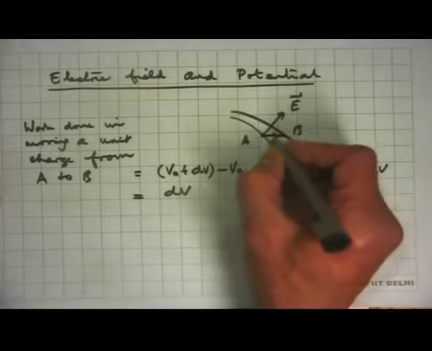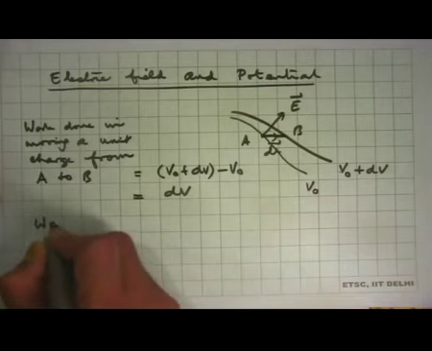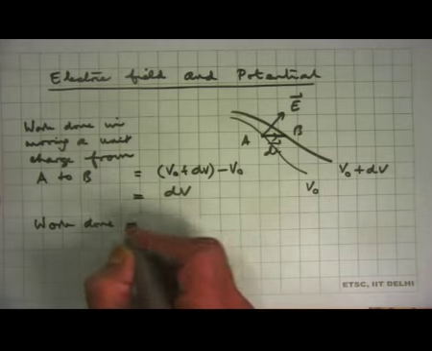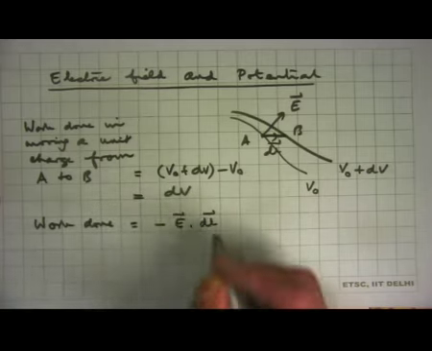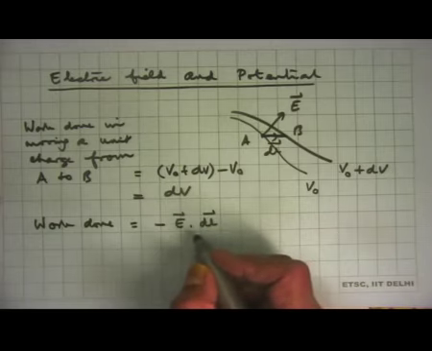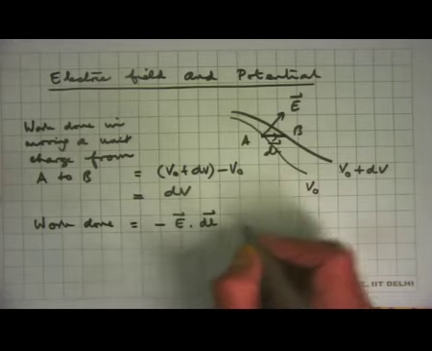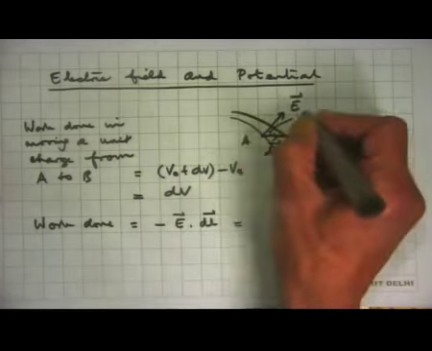So, let me call this vector as dl. So, work done is also equal to minus E dot dl. The force I need to apply is opposite to the direction of the electric field. So, the work done by the external agent is minus E dot dl, which is equal to, if this angle is theta, minus E dl cos theta.